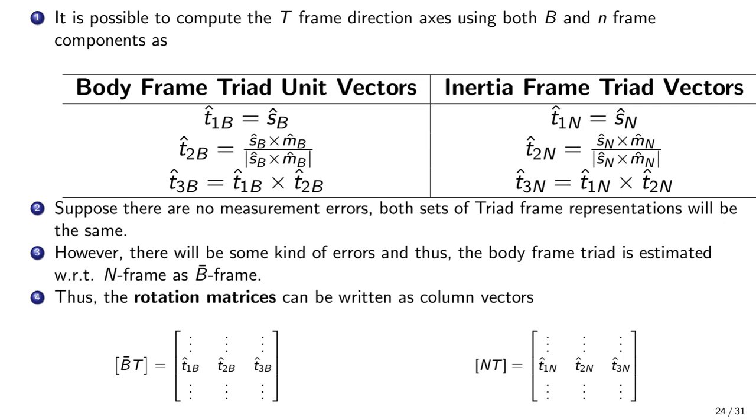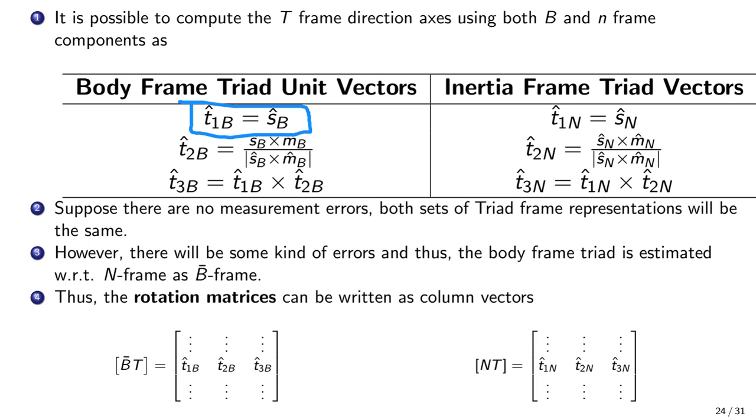Okay? Now, suppose there are no measurement errors. That's important. If there are measurement errors, what do we do? If there are no measurement errors, both sets of triad frame representation will be the same. So whatever value you obtain here will be the same value here. That's what I mean. If there is no error, but definitely you're going to have errors. You're going to have some kind of errors.